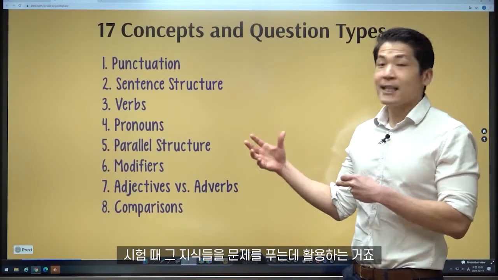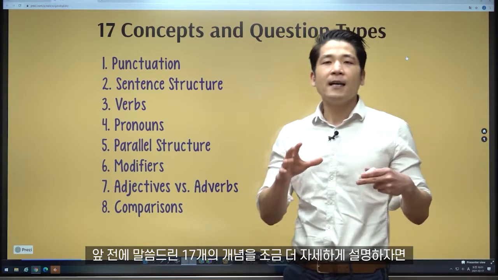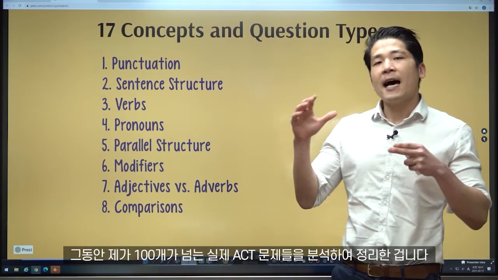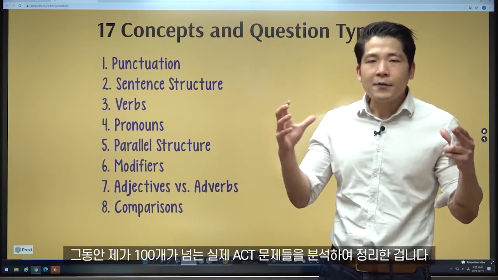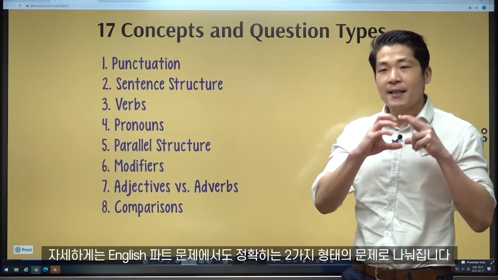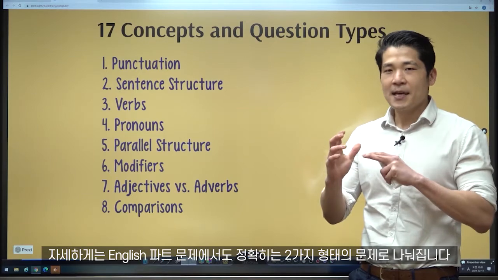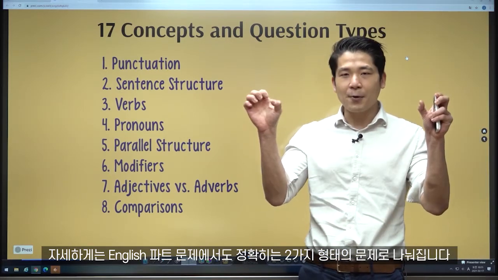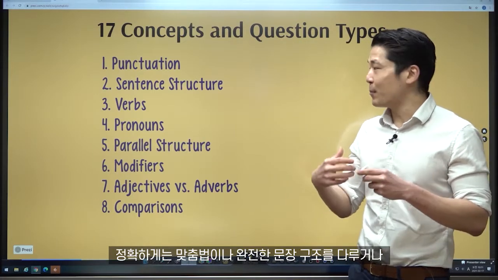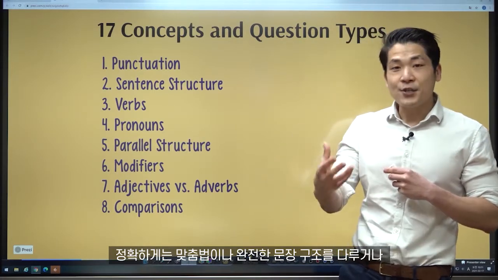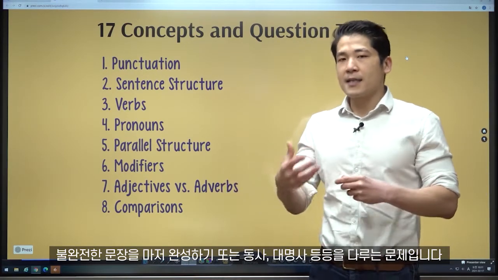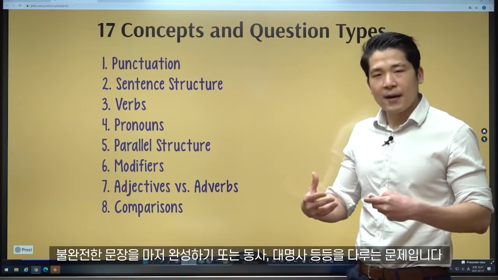You can then apply your knowledge when you see questions on the test. For the 17 concepts and question types for the ACT, I broke down over 100 actual ACT exams, and I categorized the questions into 17 types. There are two major categories of questions. The first are called grammar questions. Grammar could include punctuation, as well as sentence structure, like complete sentences, incomplete sentences, run-on sentences, as well as verbs, pronouns, etc.